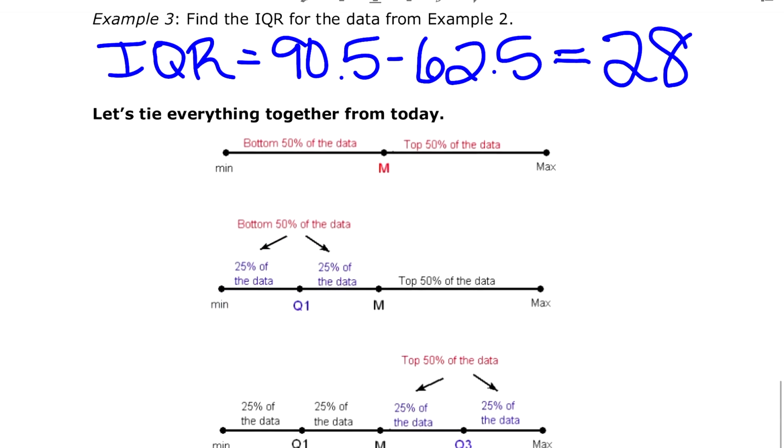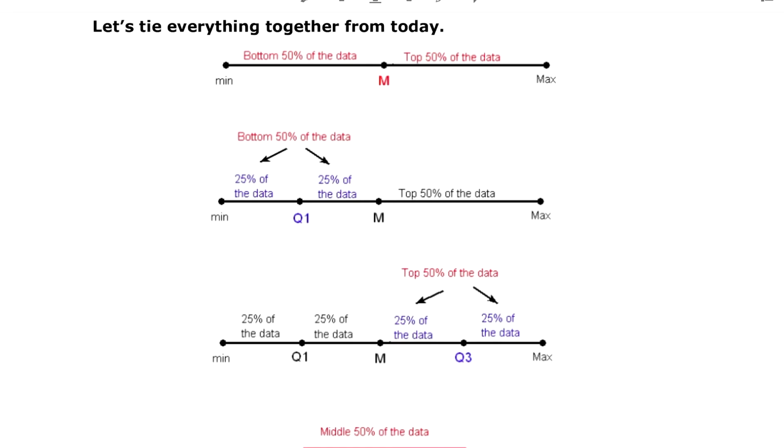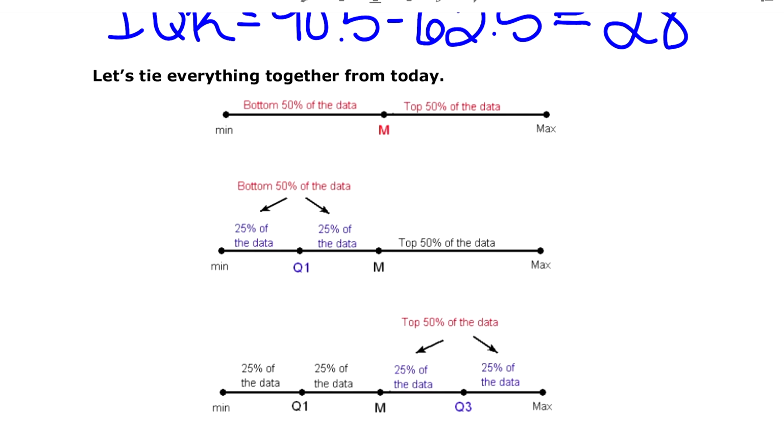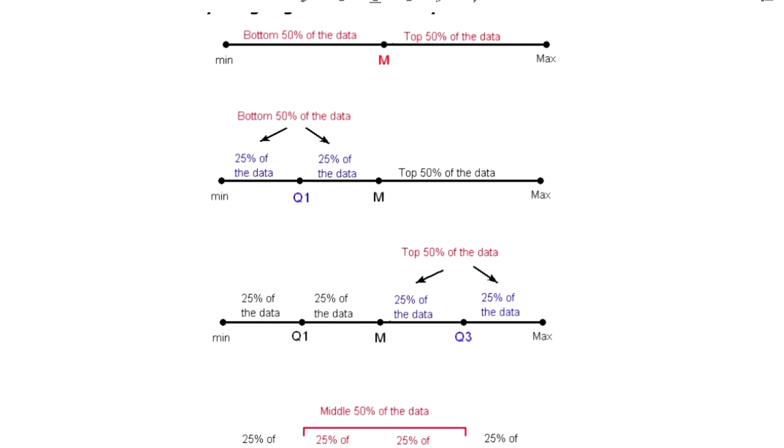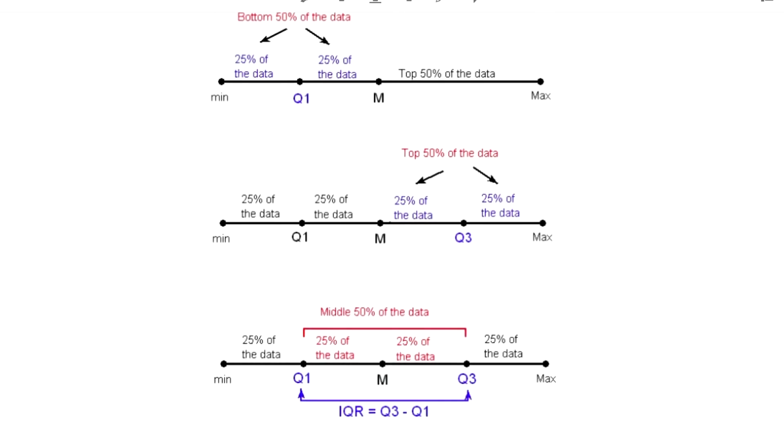So finally, we're going to look at what this represents in terms of how much of our data is here. So here's a graphic that I have. So the first thing we did was find the median, and that split our data in half. So we had 50% of our data below the median, and 50% of our data was above the median. Then we looked at that bottom 50% and we cut that in half by finding the median. So now we've split that bottom 50% into a lower 25% and then an upper 25% of that bottom 50%. We repeated that for the top 50% of the data by finding Q3.